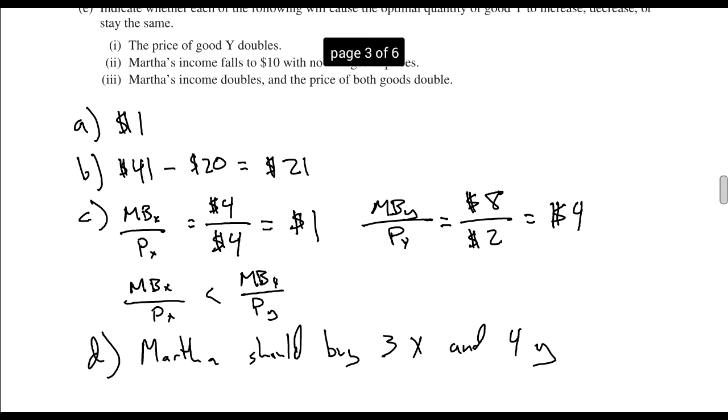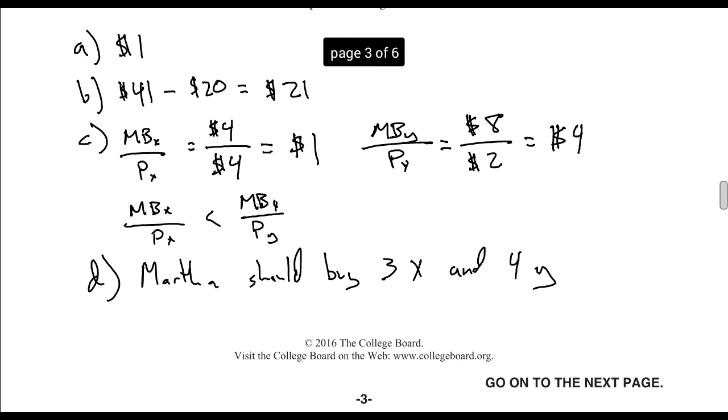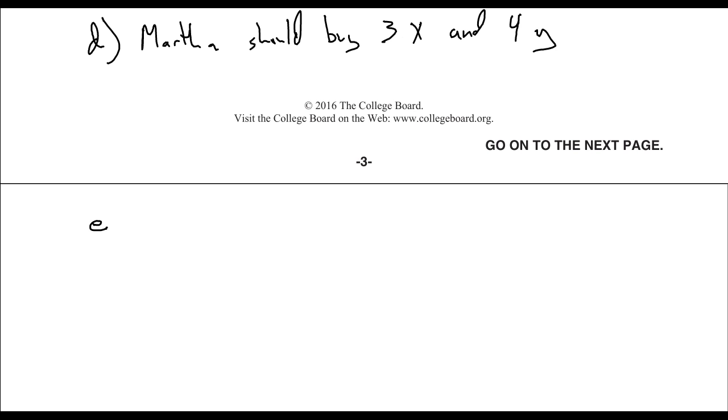So then part E. Part E, indicate whether each of the following will cause the optimal quantity of good Y to increase, decrease, or stay the same. I'll have to jump down on the new page here. And this is in 3 parts. So 1, 2, 3. Alright.